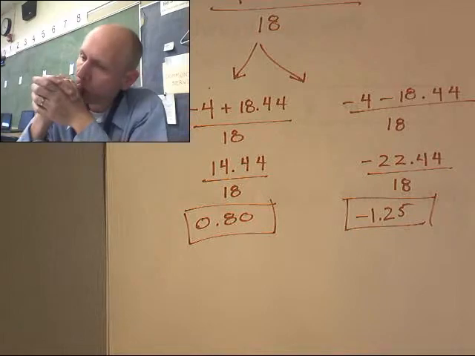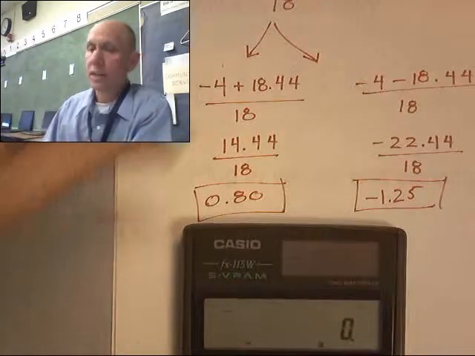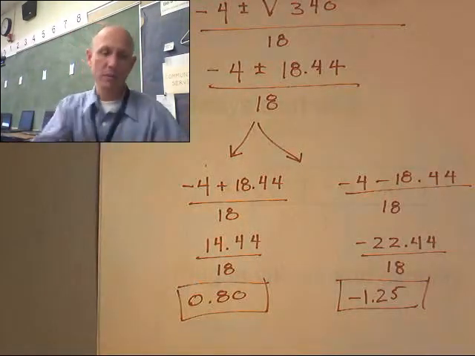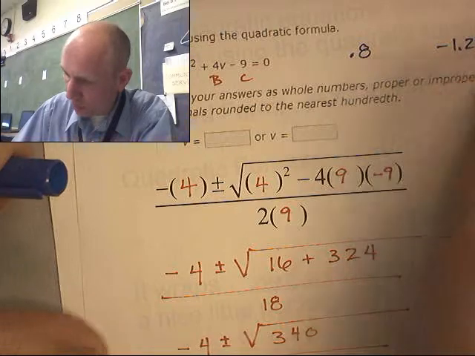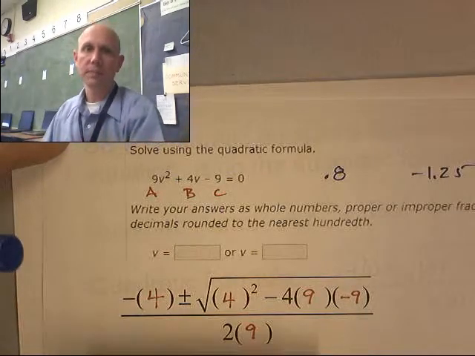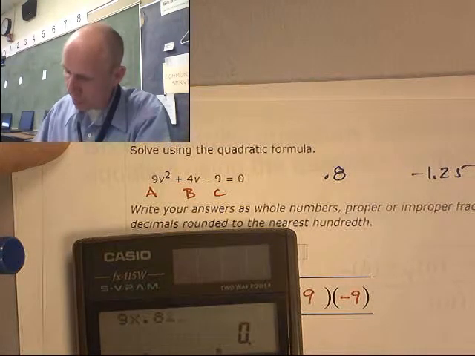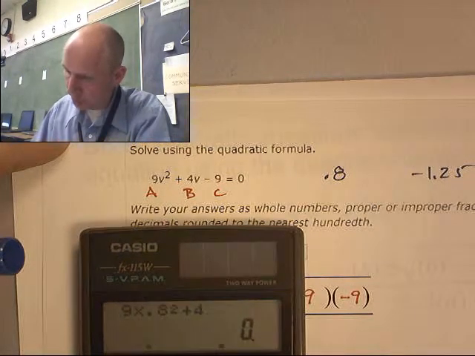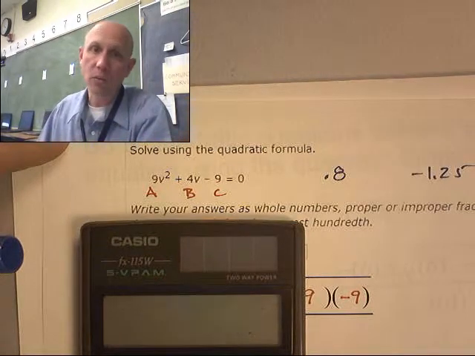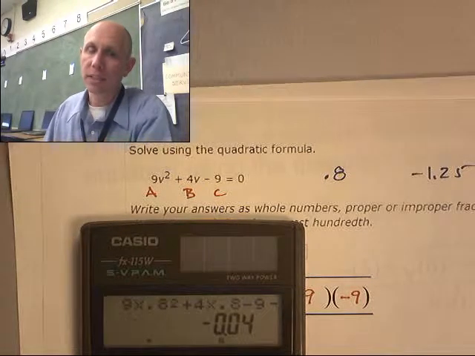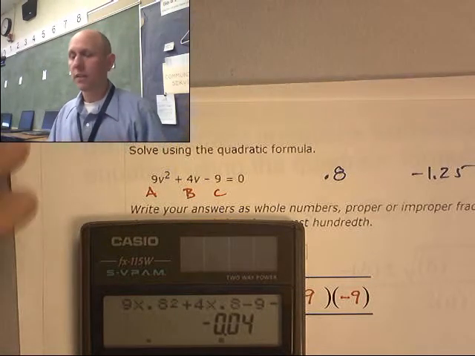Are they good answers? Let's test it out. How do I check it? I'm going to throw it into the original equation and see if it works. Let's see. 0.8 and negative 1.25. 9 times 0.8 squared plus 4 times 0.8 minus 9. That should equal 0. Dang, it's pretty darn close. I feel good about that answer.